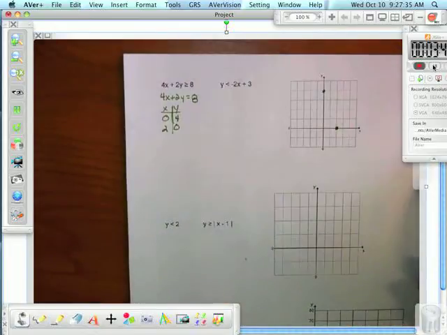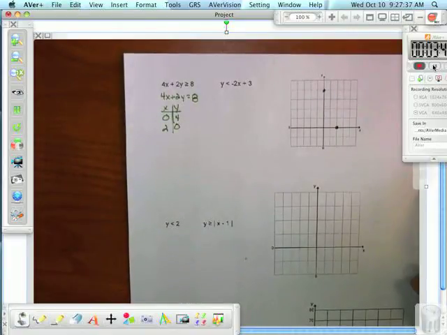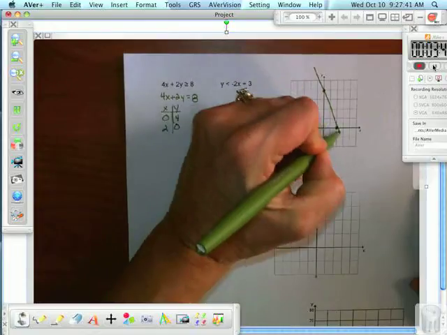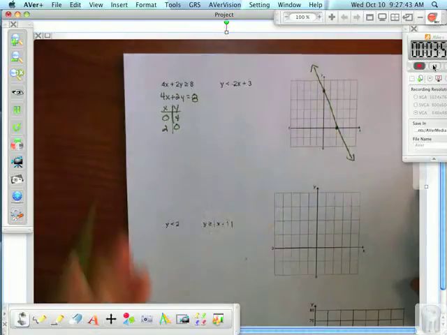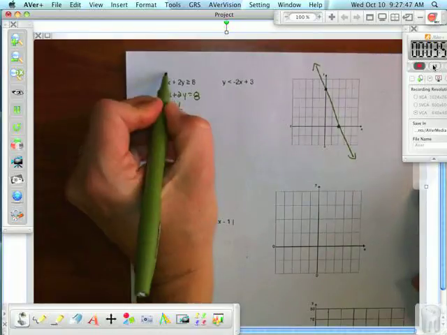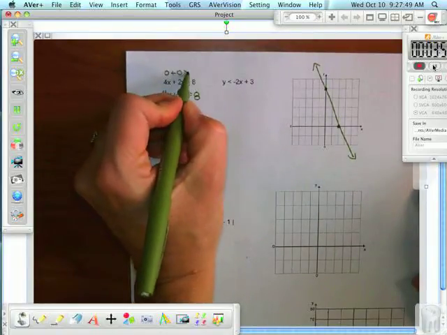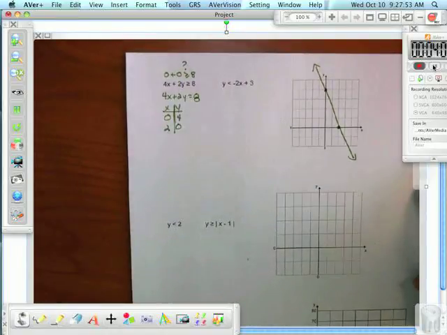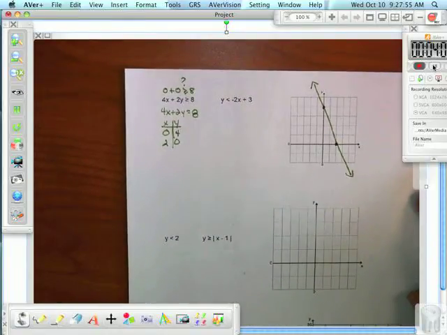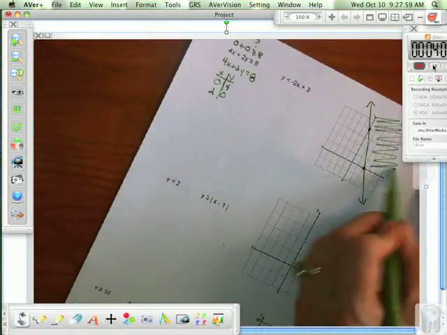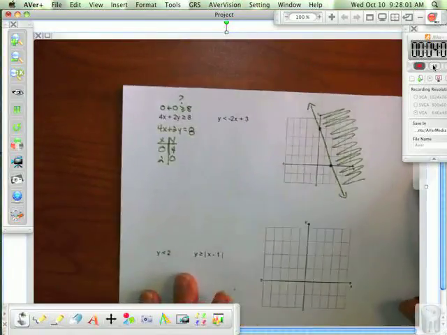Is it solid or dashed? Solid. Make it as straight as possible. And then I plug in 0 plus 0. Is that greater than or equal to 8? Is that a true statement? No. So I'm going to shade this side, because 0, 0 does not make it true.